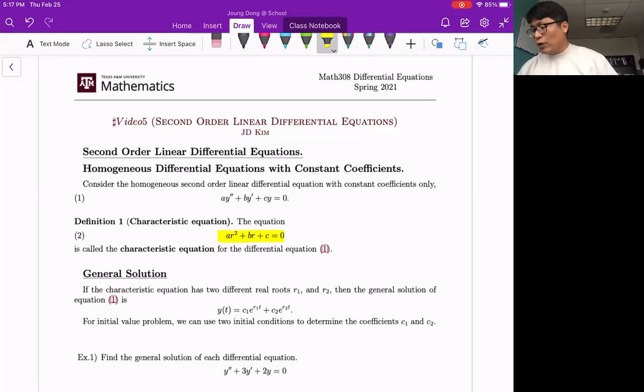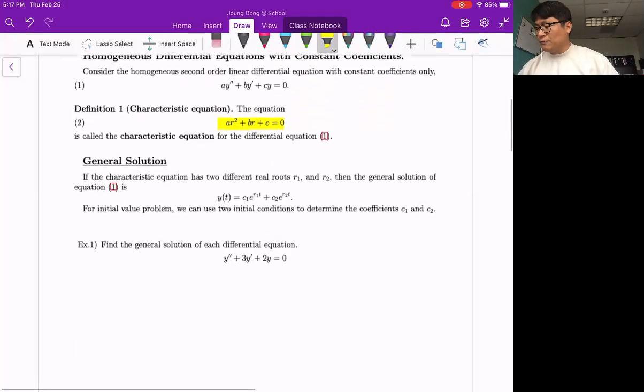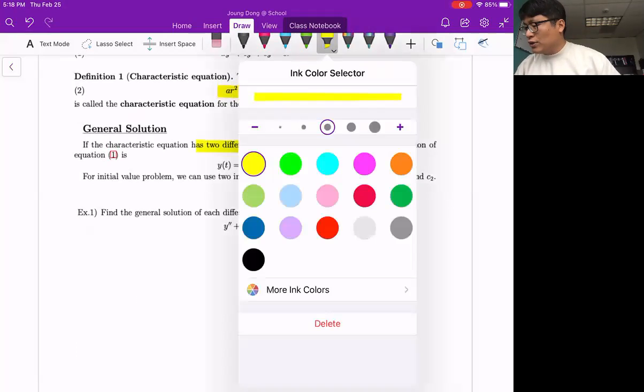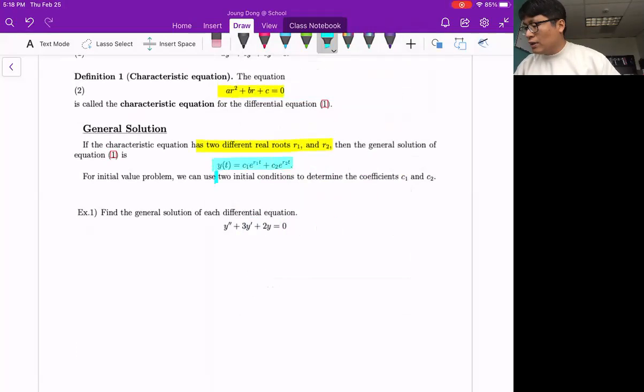The first case, when you have two different real roots r1 and r2, then your general solution is this form, a linear combination of exponential functions with r1 and r2, which is c1 e to the r1 t plus c2 e to the r2 t. Let me give you one example. It is really easy, right?